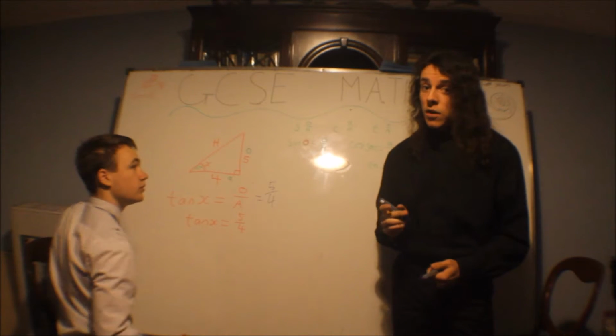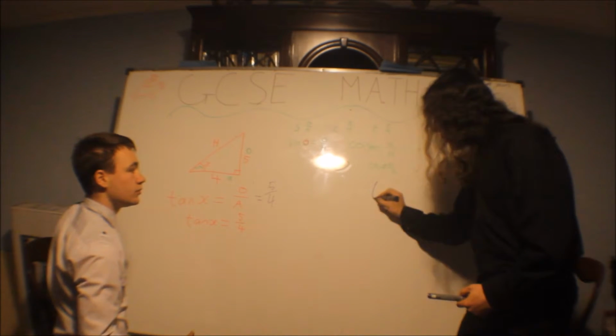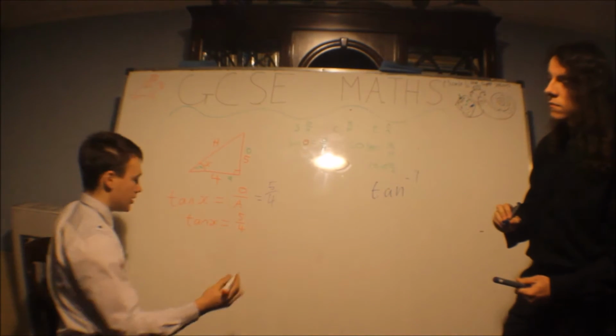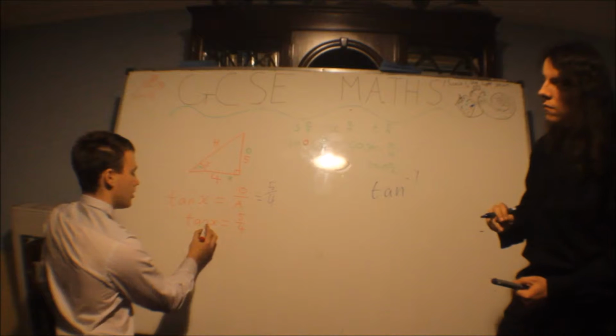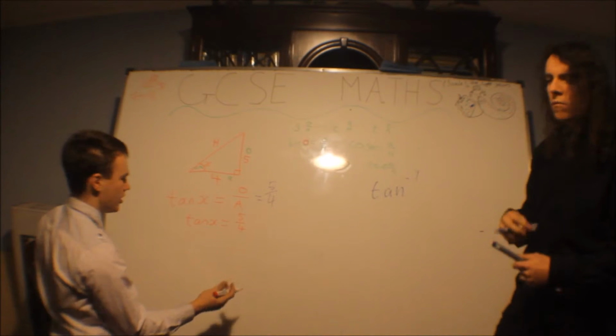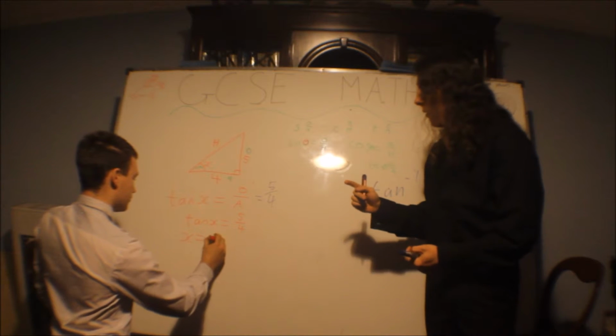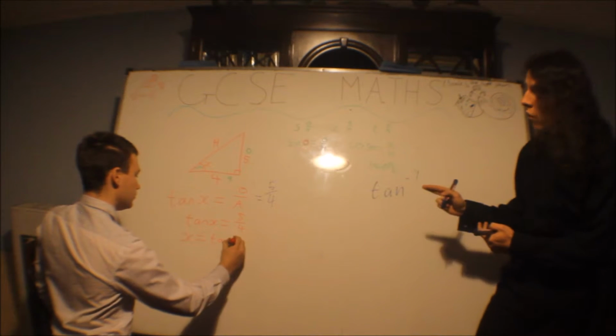Now this is when you use a new button on your calculator. It will look like this: tan to the minus 1. It means it's getting rid of the tan on both sides. It's like dividing by tan on both sides. So you get x to be the subject, and x will equal tan to the minus 1 of 5 over 4.